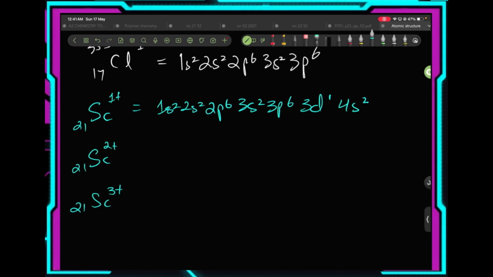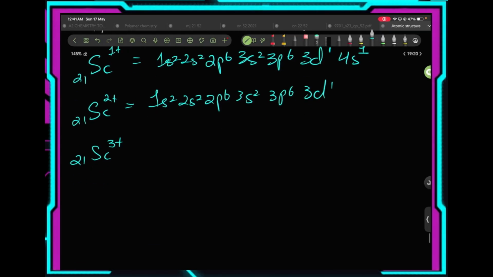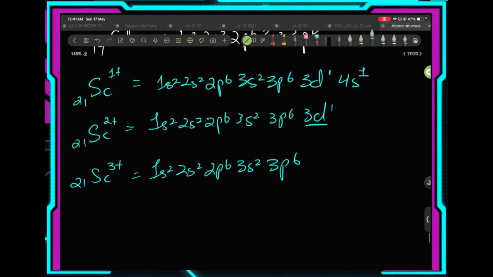Okay, so scandium 1 plus, what would be the electronic configuration? 4s1. For scandium 2 plus, what would be the electronic configuration? You'd be left with 3d1. And what about scandium 3 plus? The electron from 3d1 will also be lost, right? 3p6. The 3d electron is going to be lost, right?